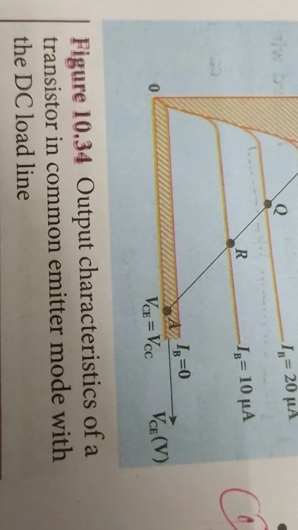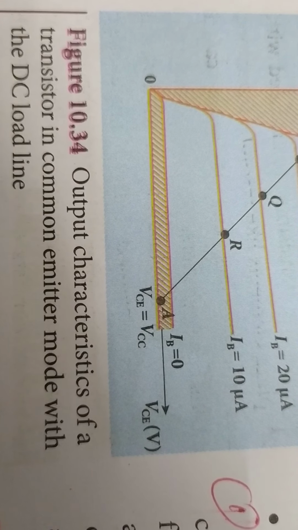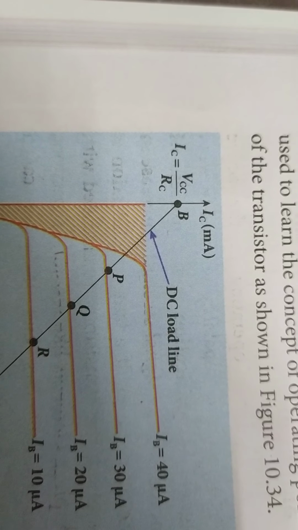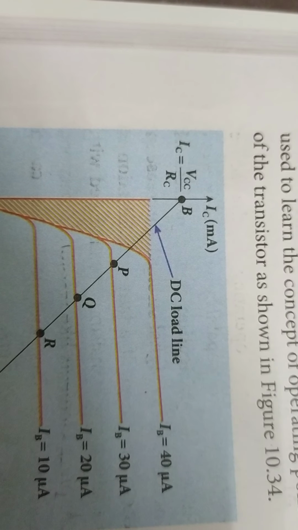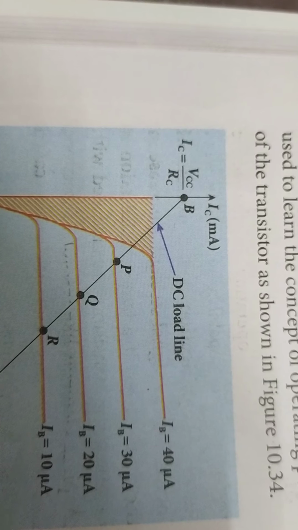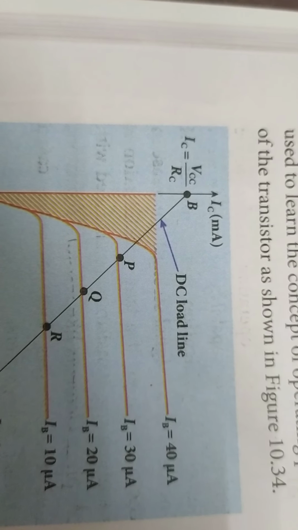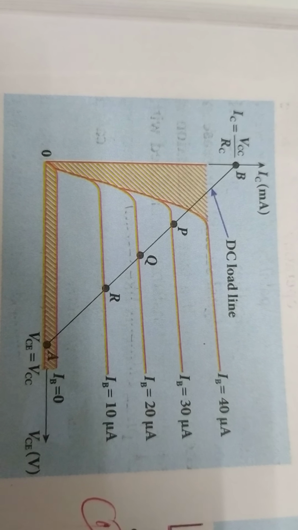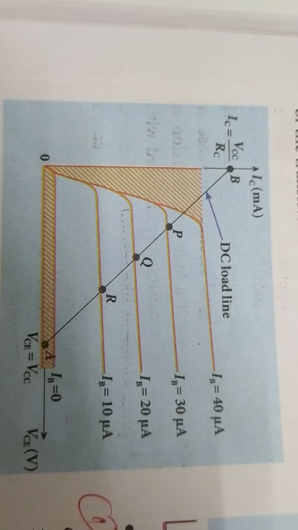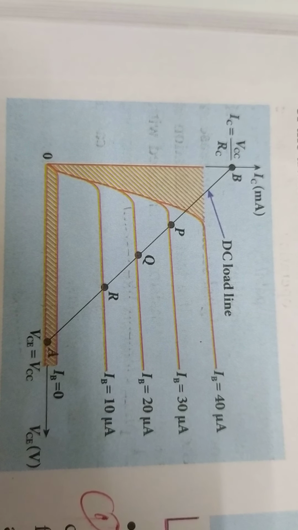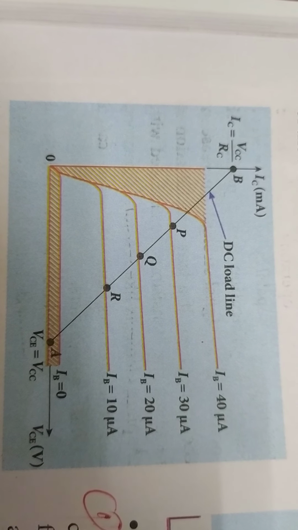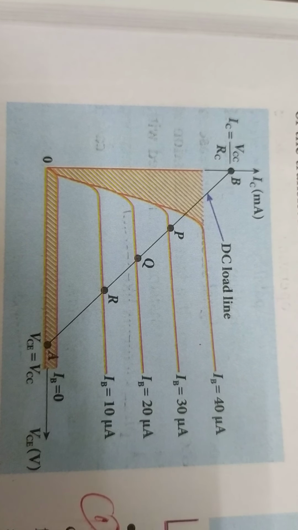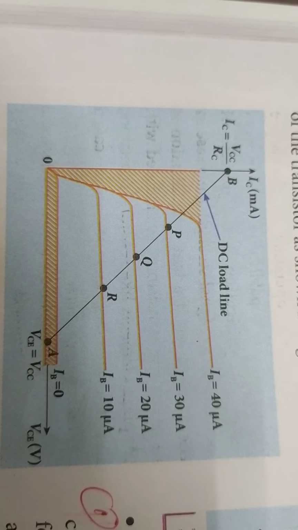The DC load line is drawn for the point where VCE is equal to VCC, and the point where IC is equal to VCC by RC. VCC is nothing but the supply voltage, RC is the collector resistance, and IC is the collector current. For these points you draw a load line. The load line will touch the output characteristic curves at 3 points, P, Q and R, and usually Q is the most selected point, and Q is otherwise called the quiescent point or operating point.